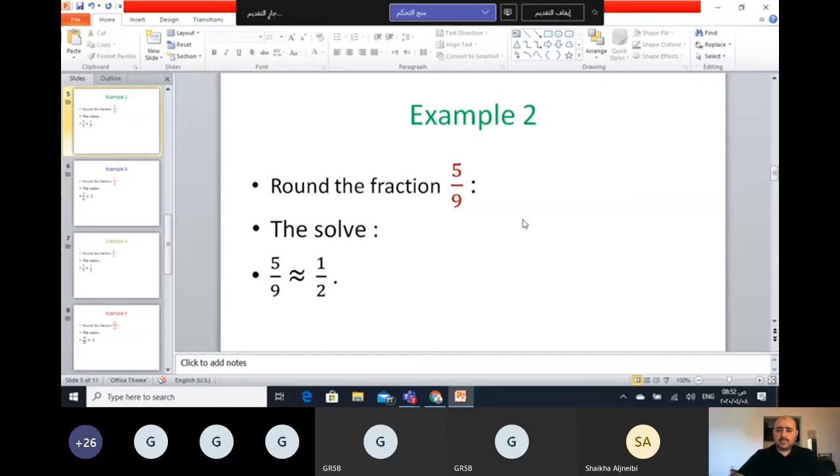Example 2. Round the fraction 5 over 9. As you see here, the half of 9 is 4.5, and 5 is very close to 4.5. So the numerator here is about half of the denominator. So I can use the second case, round to the half. So I can write 5 over 9 rounds to the half.